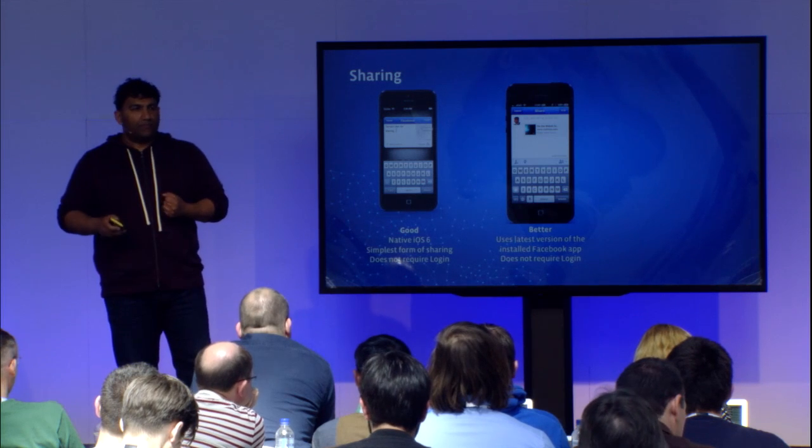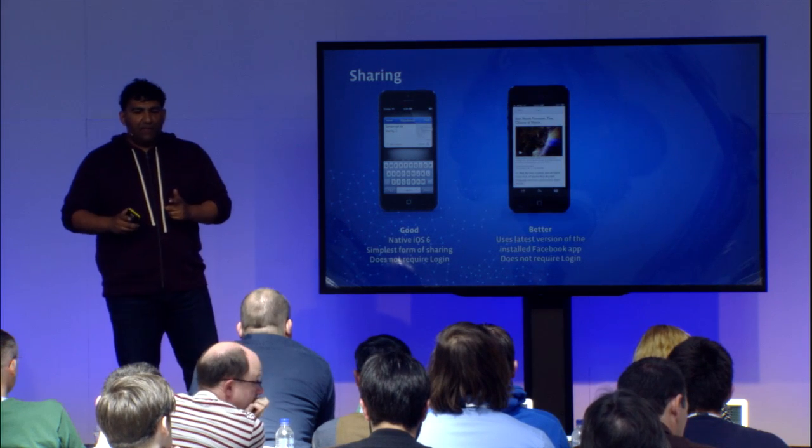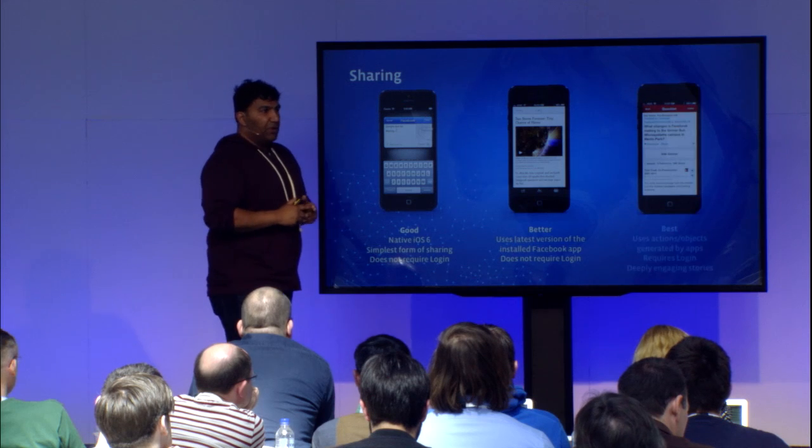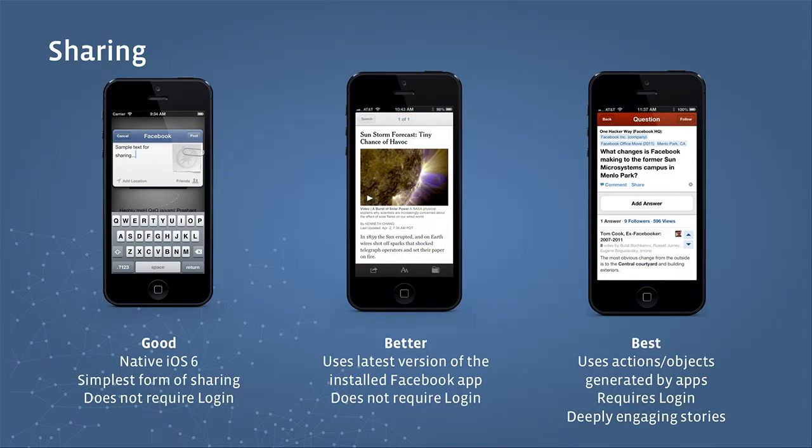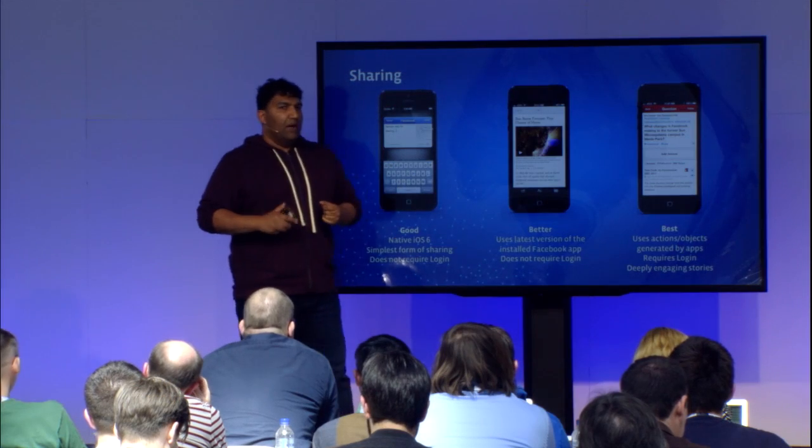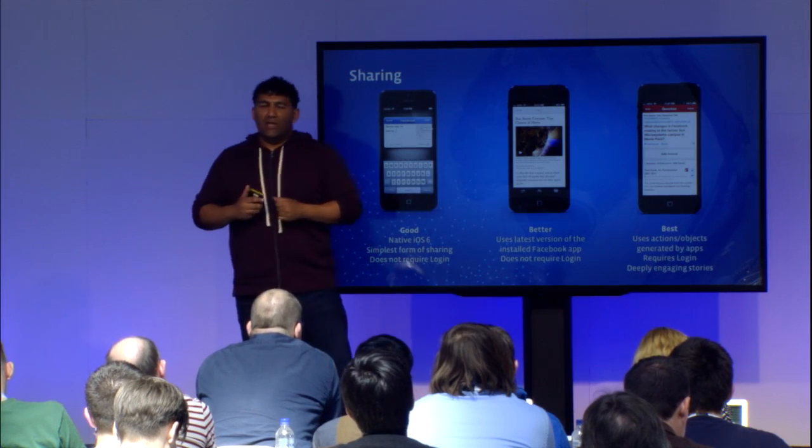Now, the best form of sharing is using the Facebook Open Graph, or the Facebook Graph API. Using Facebook Open Graph, you can publish really, really engaging stories. Think about Quora, for example, and questions that you're following on Quora, or questions that you've answered on Quora, boards that you've pinned on Pinterest, and so forth.